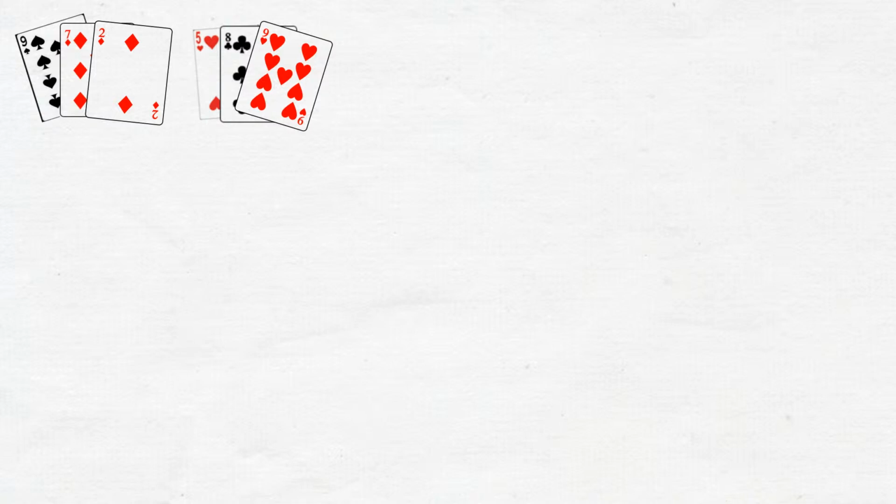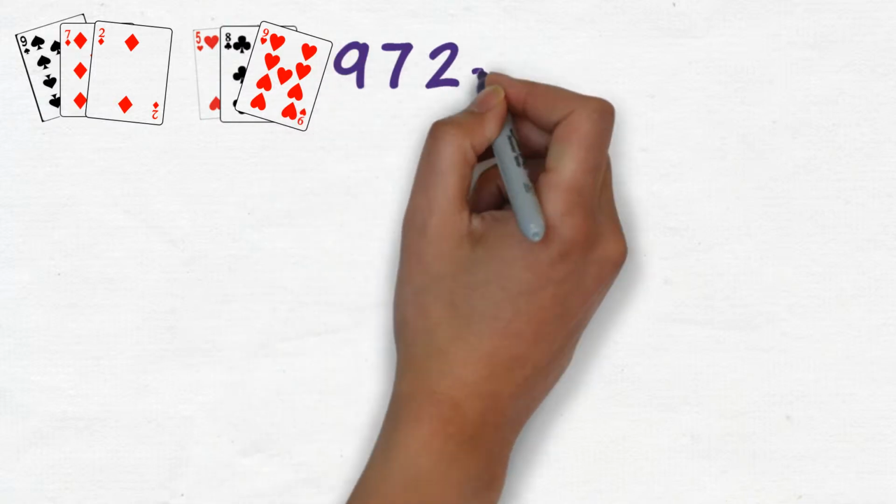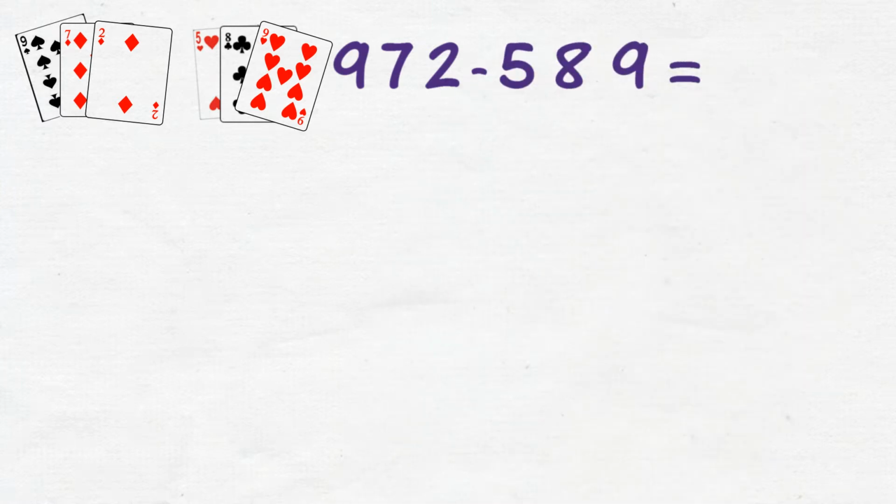We're going to select cards to make two 3-digit numbers so that the 1s and 10s digits in the number that we are subtracting are higher than the 10s and 1s digits in the number that we are subtracting from. What number sentence did we make? Did we make 972 minus 589? Are the 10s and 1s digits in the number we are subtracting higher than the 10s and 1s digits in the number we are subtracting from? Because they are, we can subtract using place value, partitioning, and friends of 10.